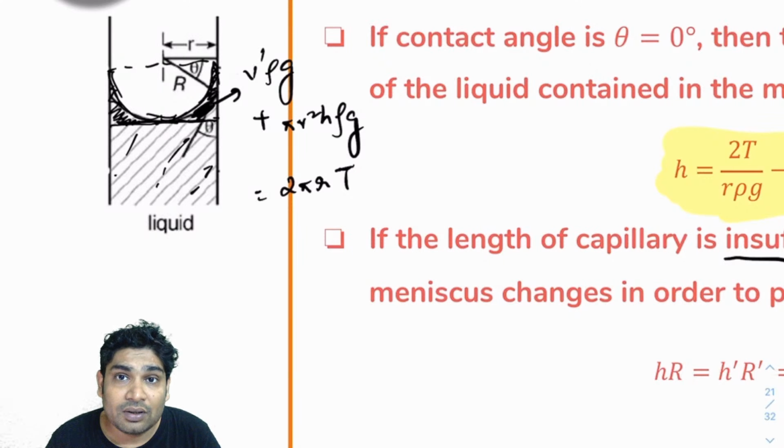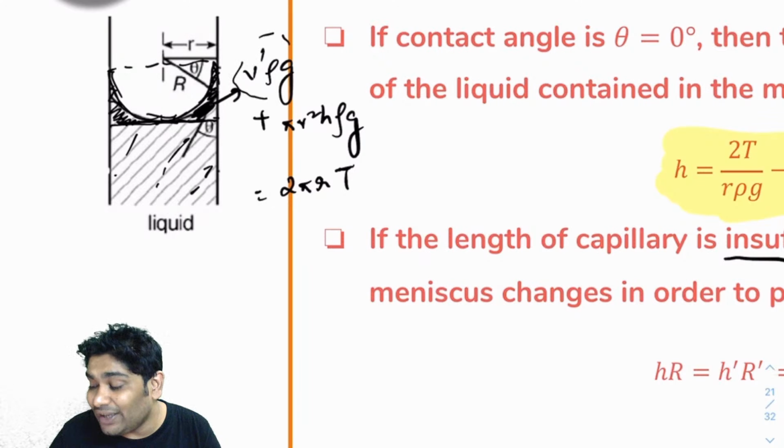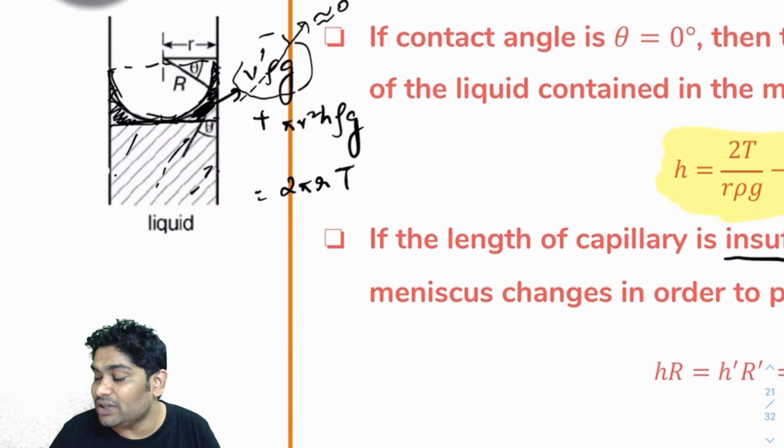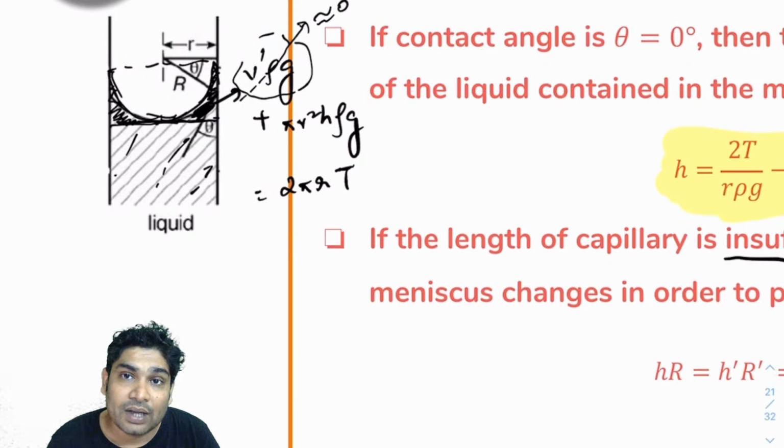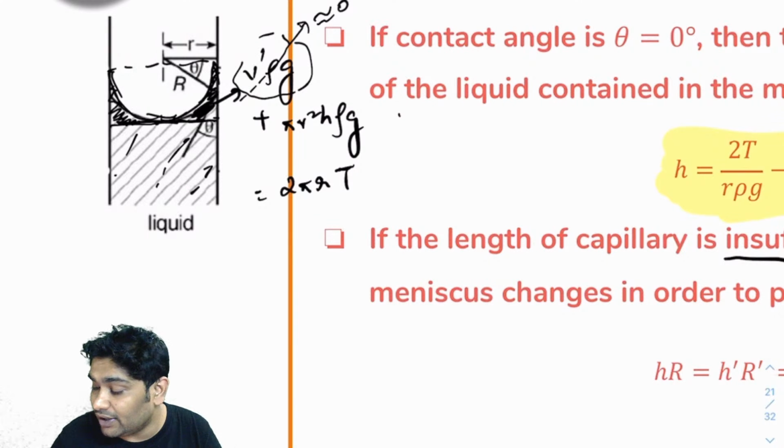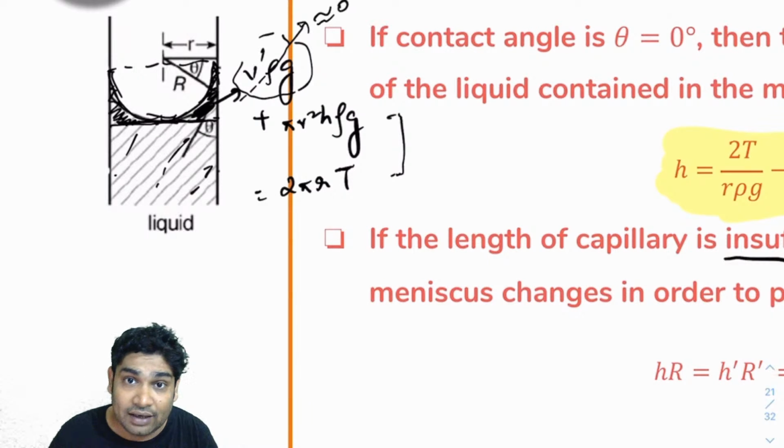Okay. So in earlier cases you were ignoring this. This was almost taken to be 0 in earlier cases. And that is why you had this. You equated these and you were getting that. And here again, I am not using cos theta because cos theta has become 1, because the contact angle is 0. Okay.